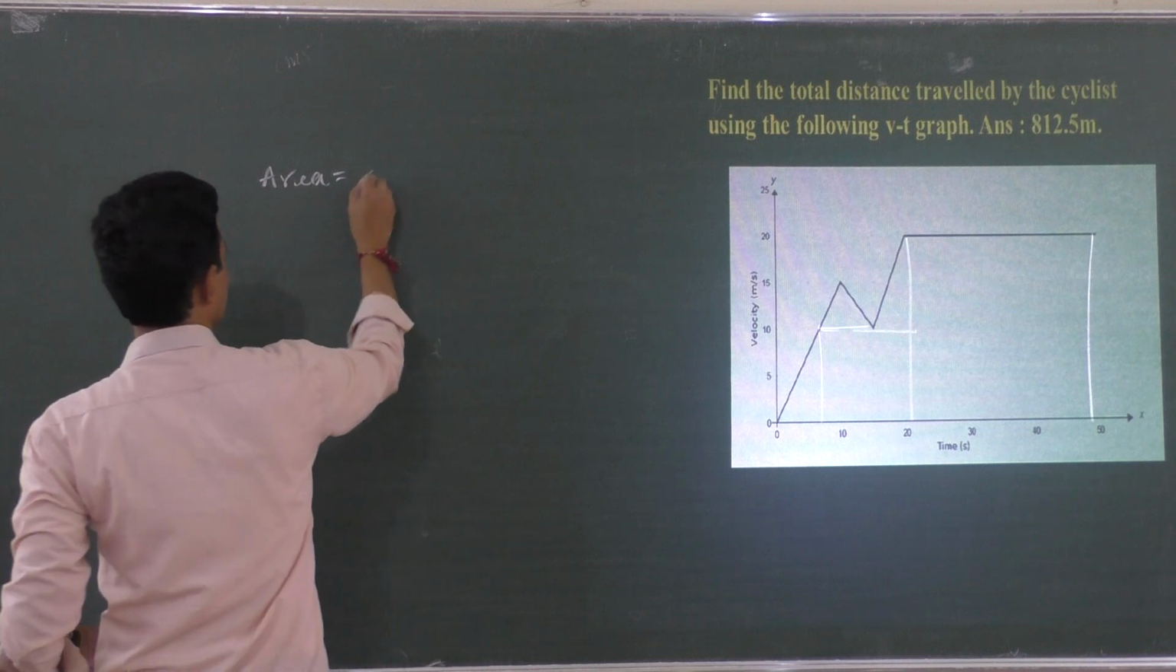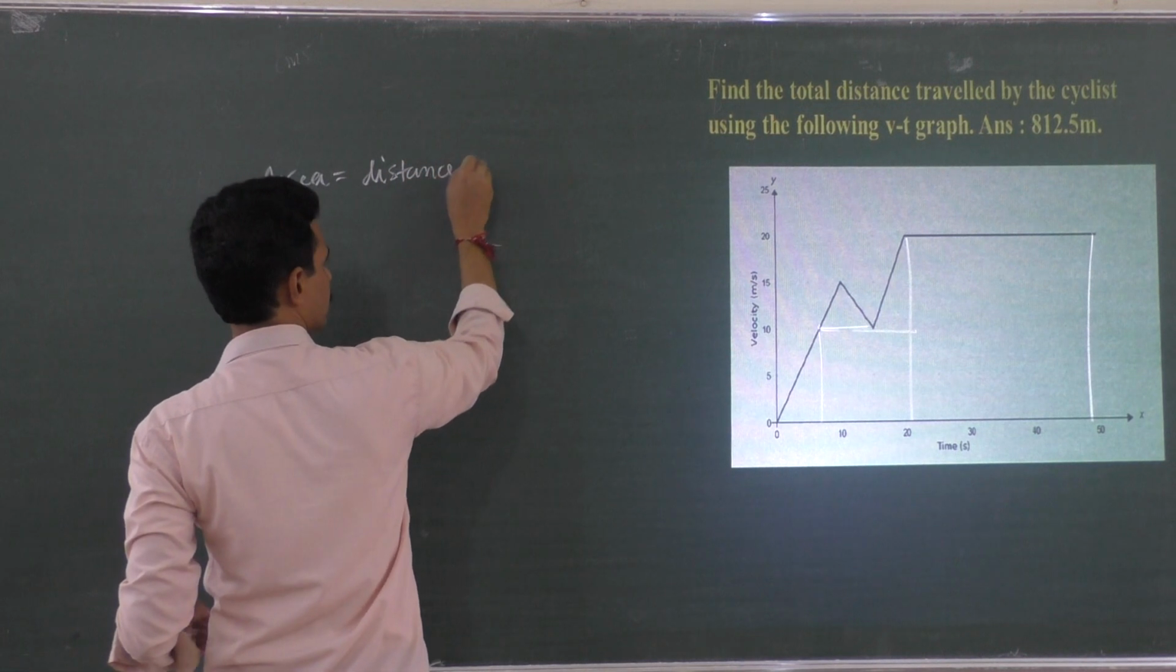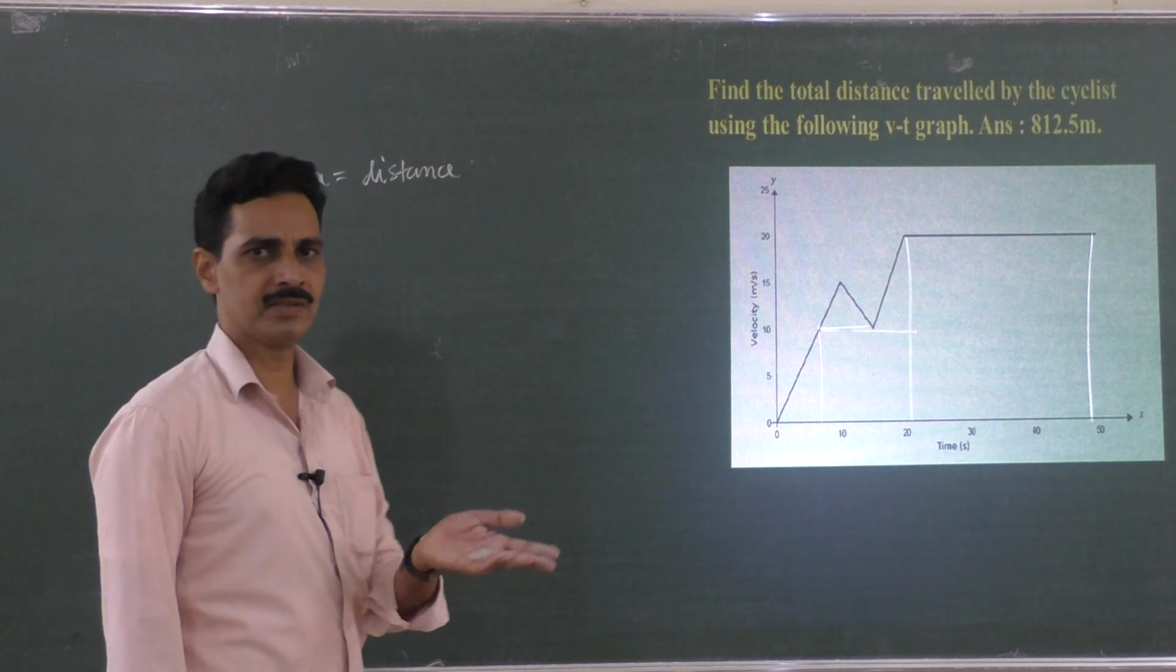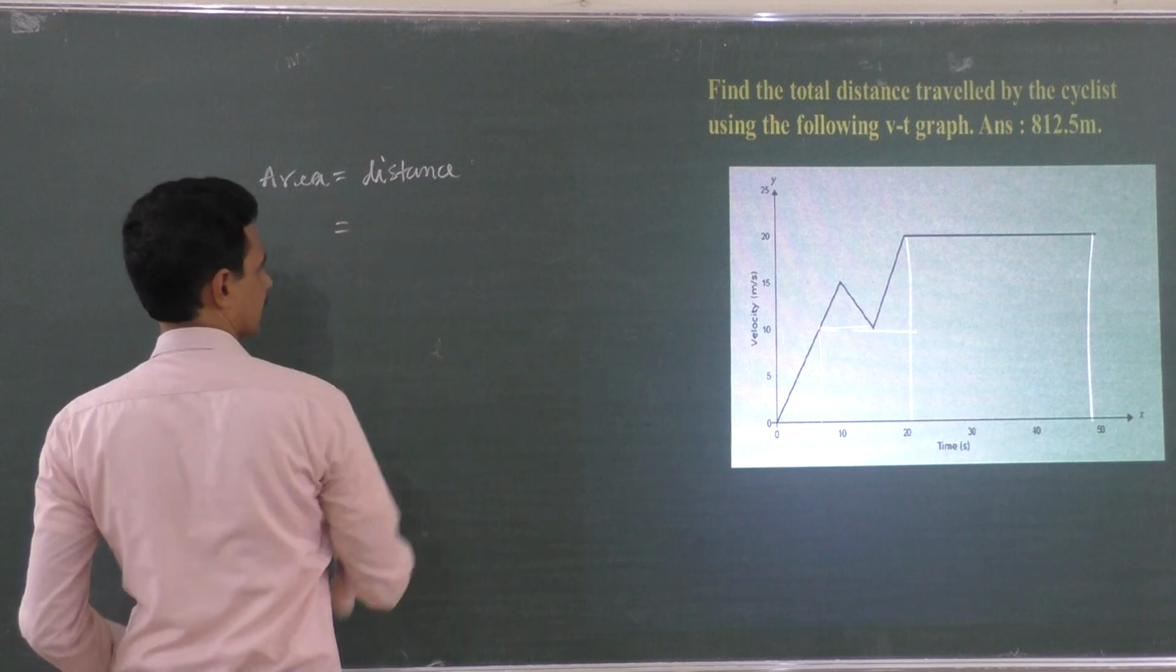Area under the graph gives distance, total distance traveled. Here the graph doesn't move to the fourth quadrant, so no displacement in the reverse direction, nothing to subtract. Even if displacement is asked, same answer.